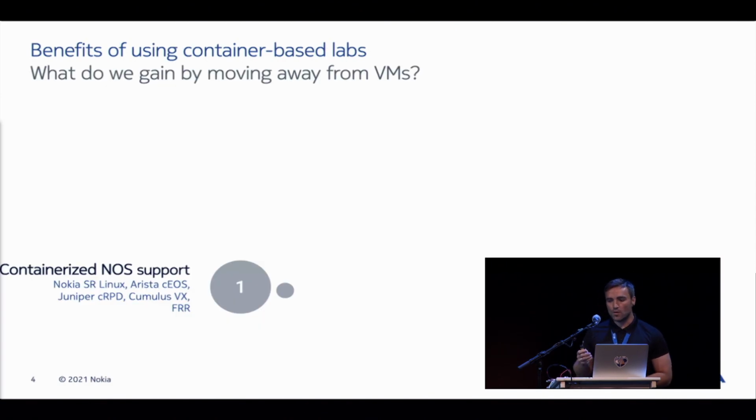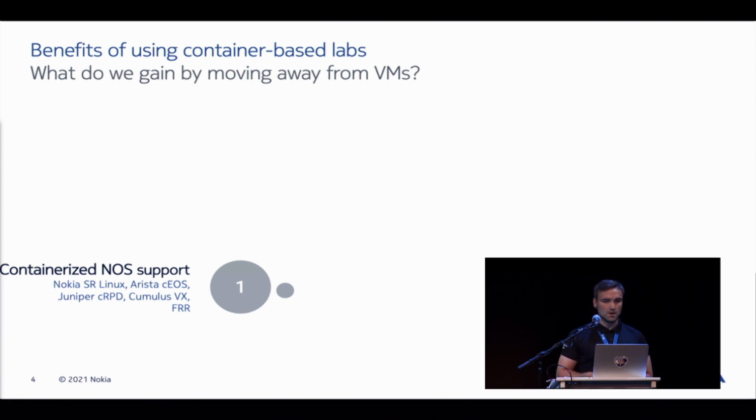And now to the point where I mentioned that the weak container support is kind of important. Why do we do that? What do we gain by moving away from VMs when we talk about network labs? Well, first, of course, we will gain containerized network operating system support. And if you think that there are no containerized network operating systems, you are a bit wrong. There are a number of them, like Nokia SR Linux, Arista cEOS, Juniper cRPD, Cumulus VX, FRR, and a few others under the Linux Foundation umbrella.